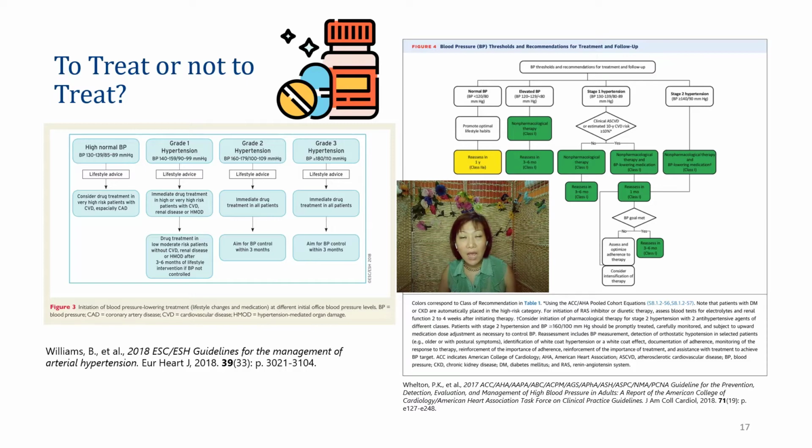Even at stage 1 hypertension, you should be thinking about whether they should require treatment or not. It's only when you don't have ASCVD risk factors or ASCVD equivalents or high-risk patients that you start to rack your brains as to when you need to start therapy.